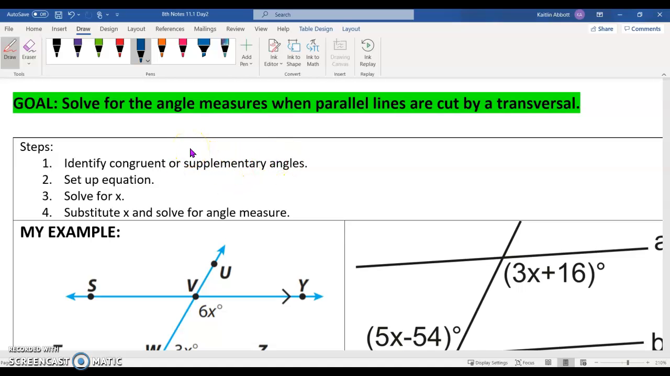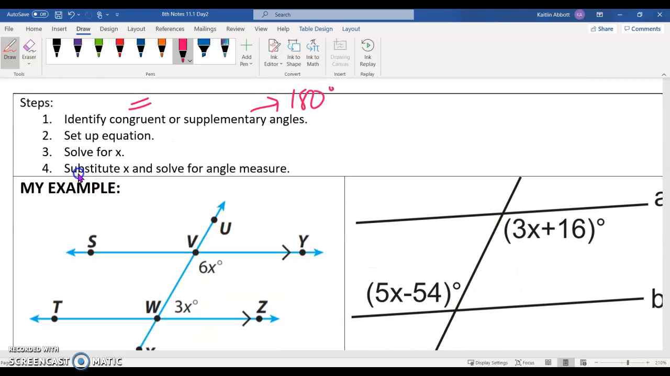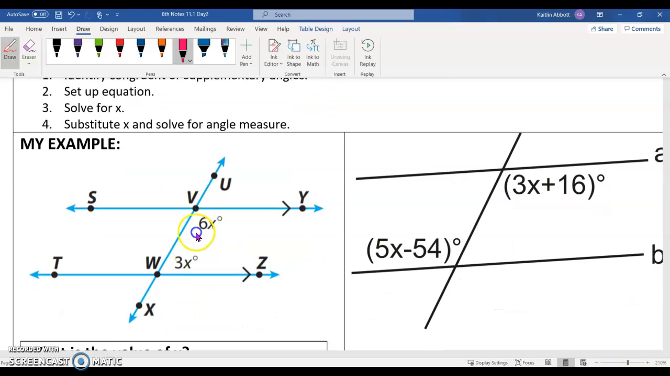So congruent means they're the same. Supplementary angles just means 180 degrees. All right, so congruent means equal, or they add up to 180. Then we're going to set up the equation, solve for x, and more often than not, we are going to have to substitute that x back into the original angles to see how much each angle is.